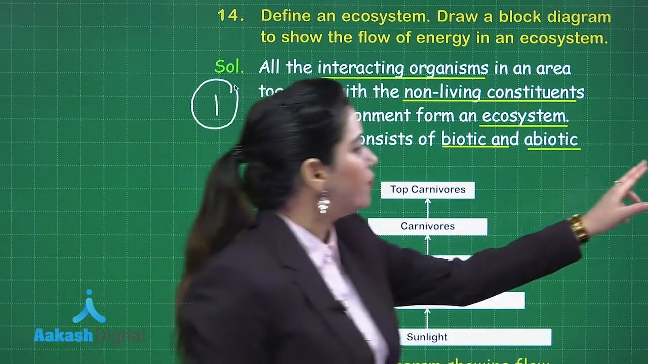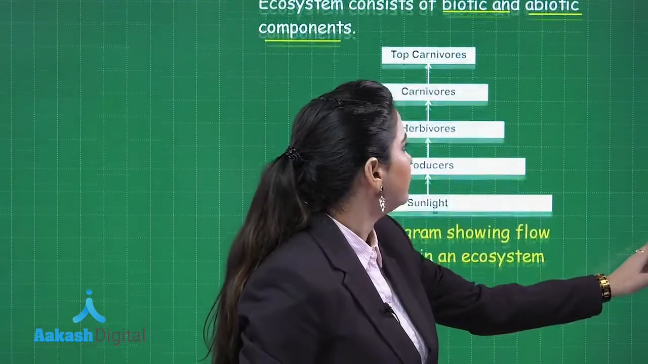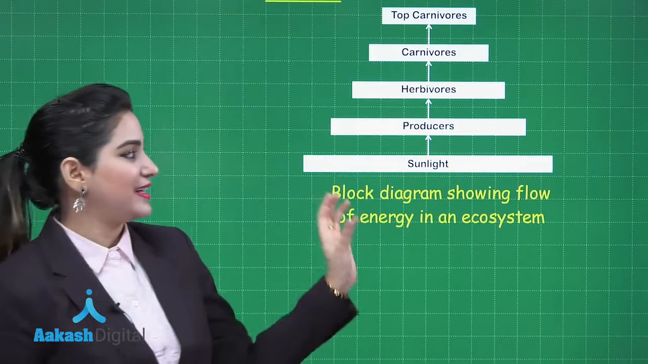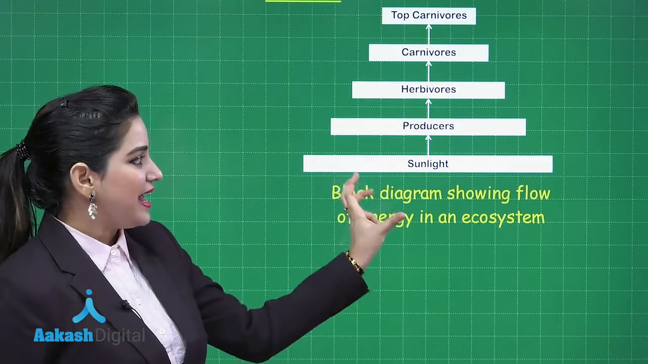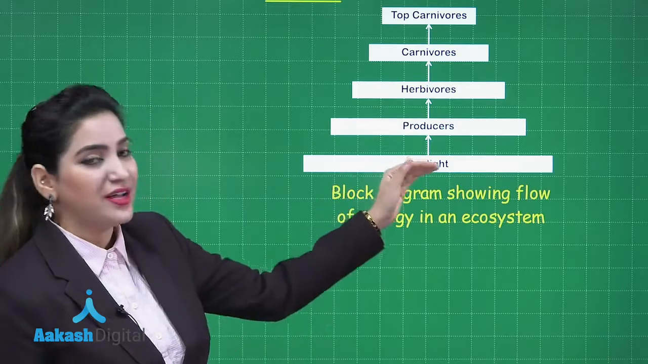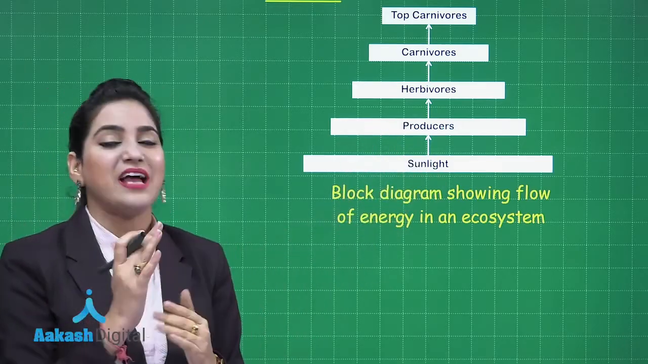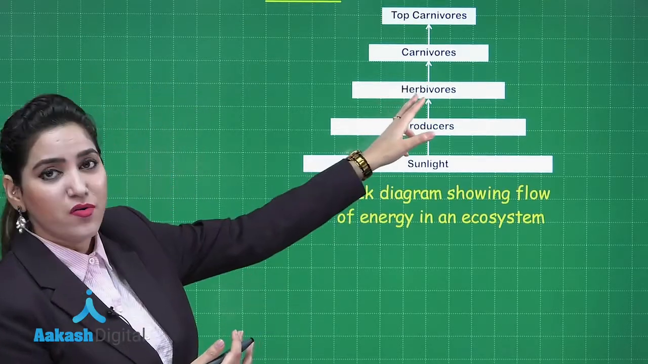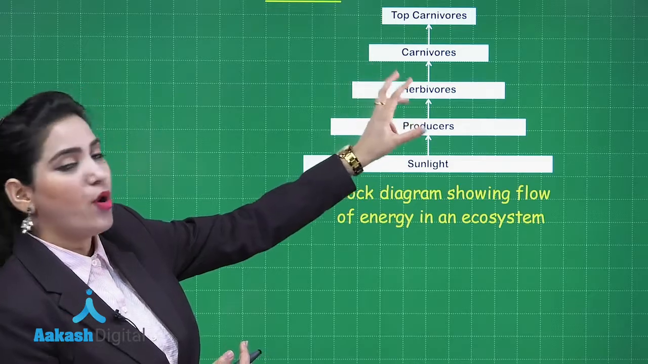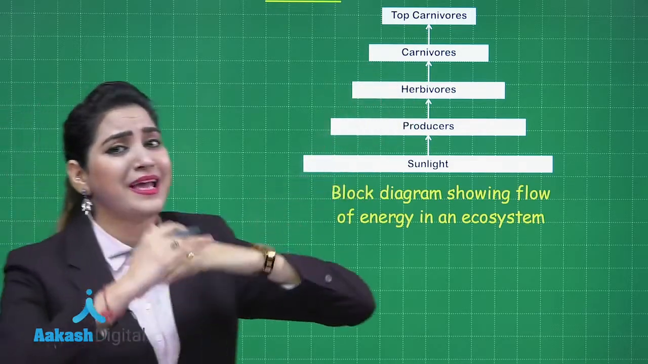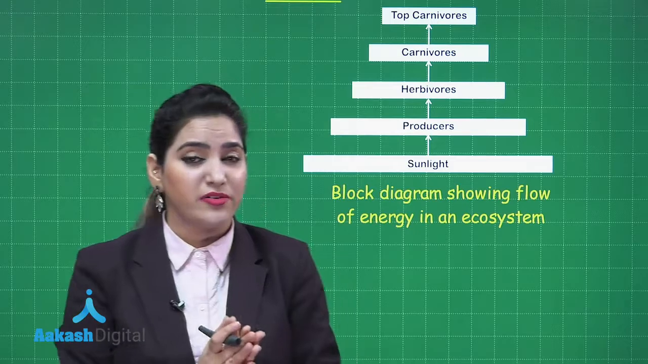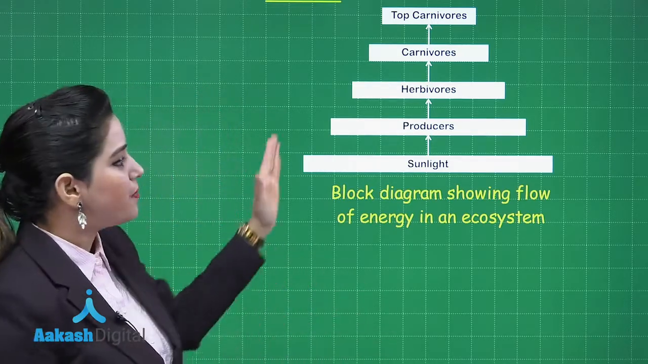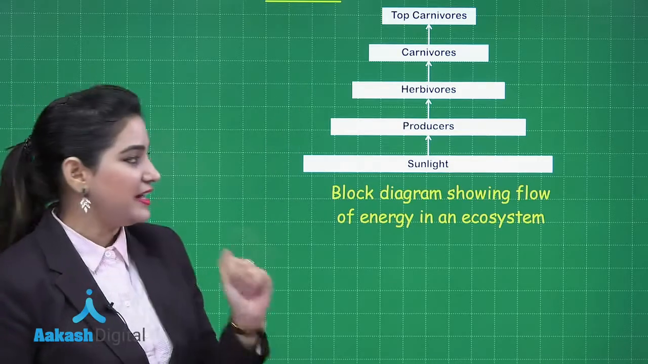And then let's see the flow of energy in an ecosystem. Here you can see the flow of energy starts directly from the sun. So we have sunlight. Sunlight is trapped by producers. Producers will use this sunlight and will synthesize their own food and also will be a source of food to herbivores. Herbivores will be eaten by carnivores, and carnivores will in turn be eaten by top carnivores, where lions and tigers play a key role. So students, this is a block diagram showing the flow of energy in an ecosystem.